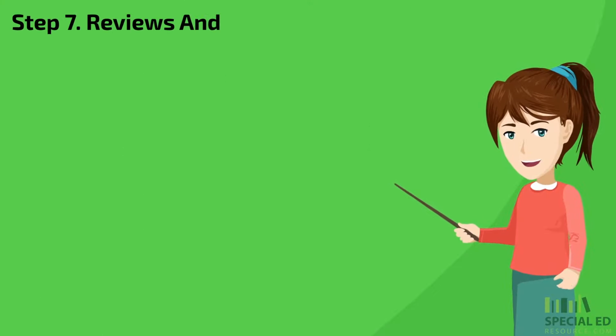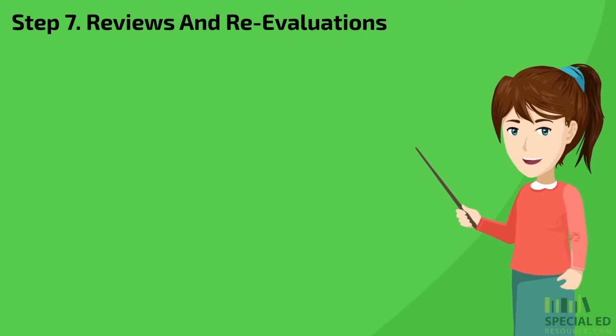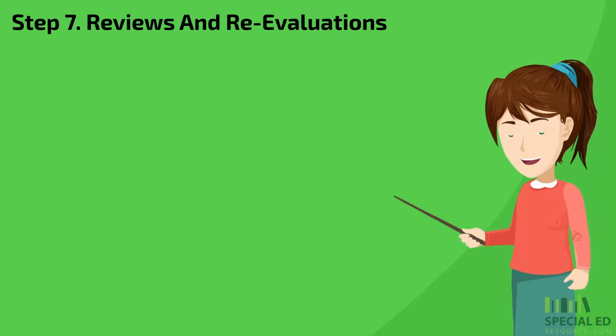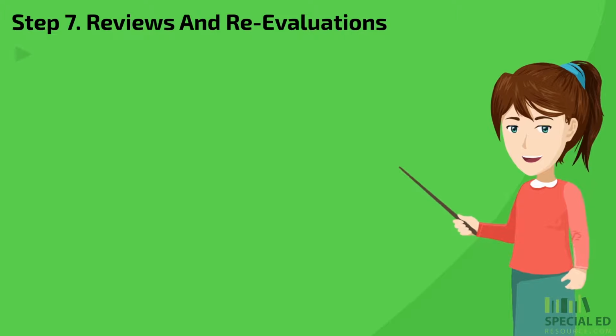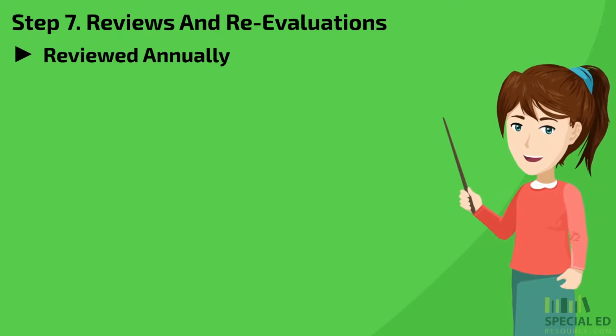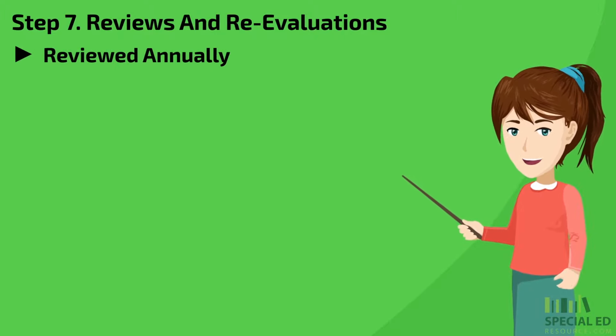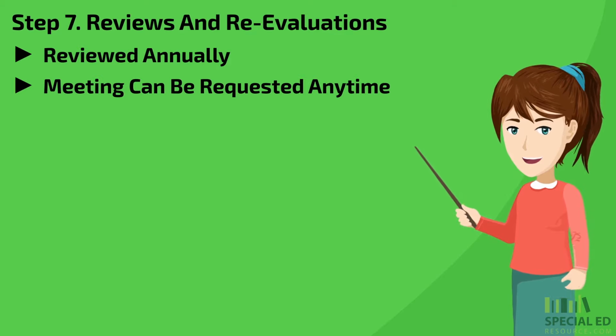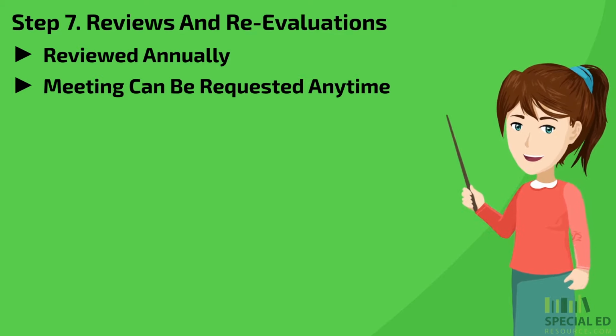However, there's still one more very important step to the IEP process, and that is step number 7, reviews and re-evaluations. There are a few things to keep in mind as your child moves forward on their educational path. You will be meeting with the IEP team every year, as this document is required to be reviewed annually. However, at any time you see fit as a parent, you can request a review.